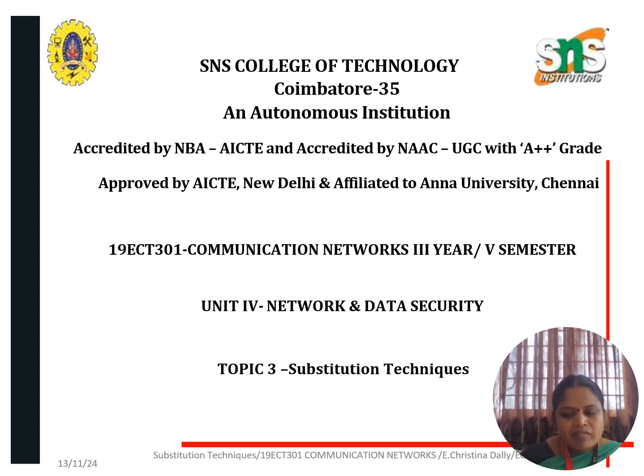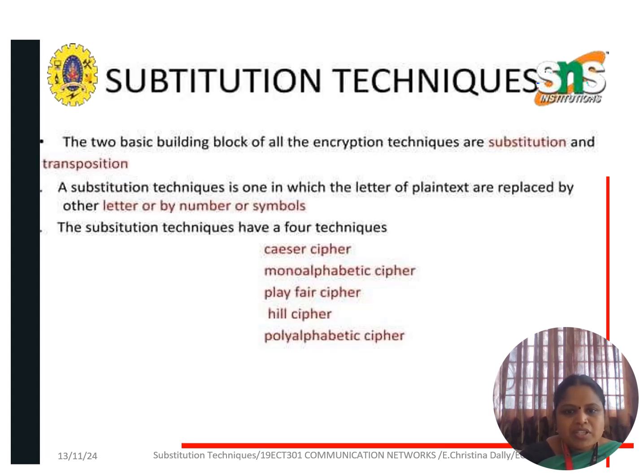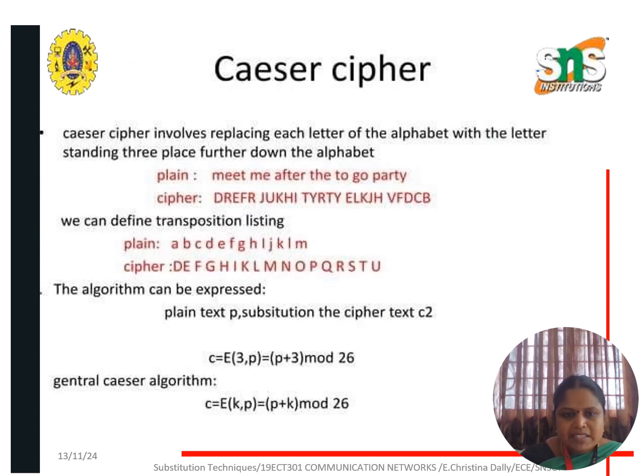The first technique we are going to see is the substitution technique. Substitution technique is nothing but replacing the letters of the plain text with other letters or with numbers or symbols. We have various types of substitution techniques: Caesar cipher, monoalphabetic cipher, Playfair cipher, Hill cipher, and the last one is polyalphabetic cipher.